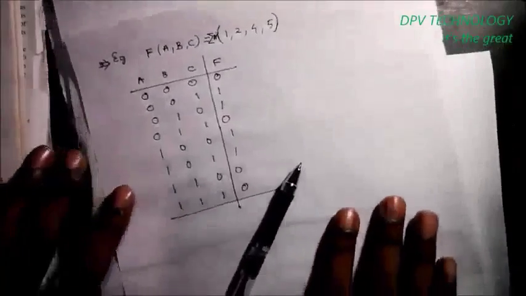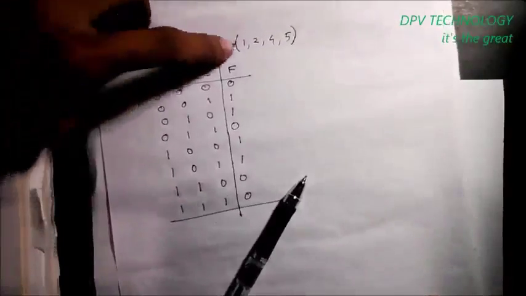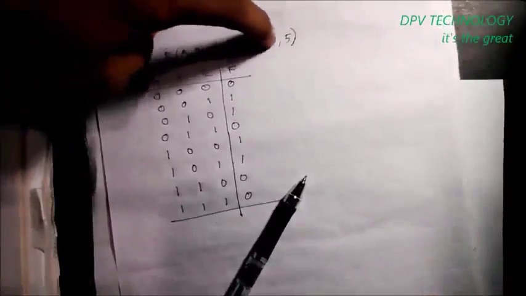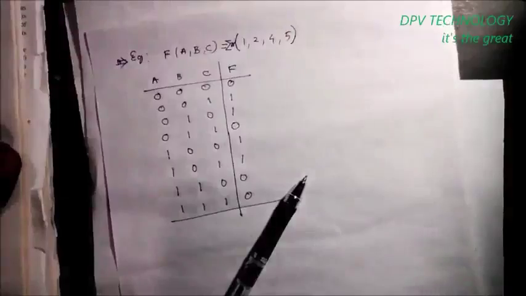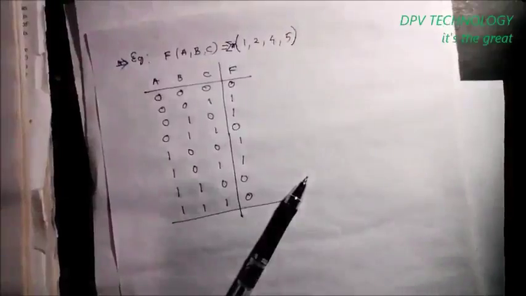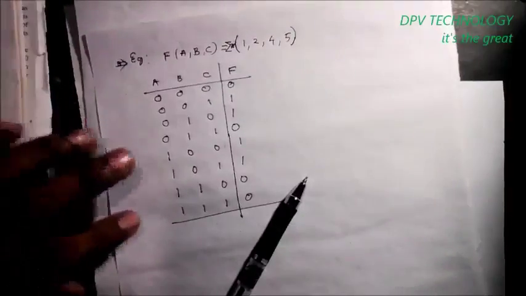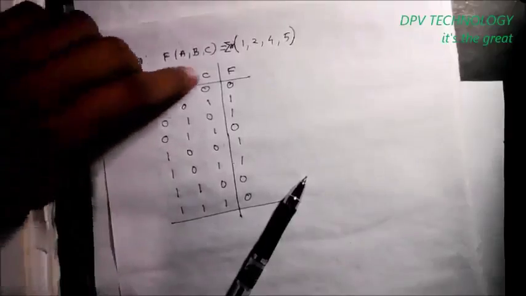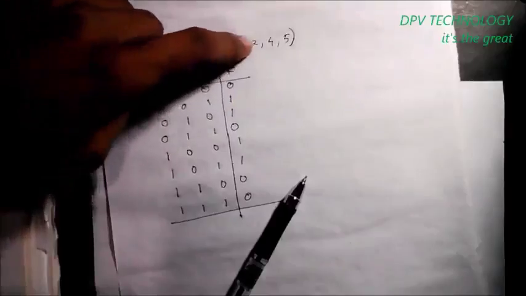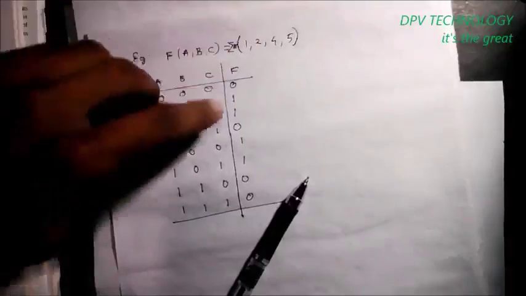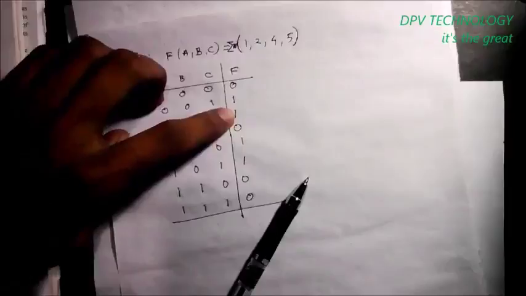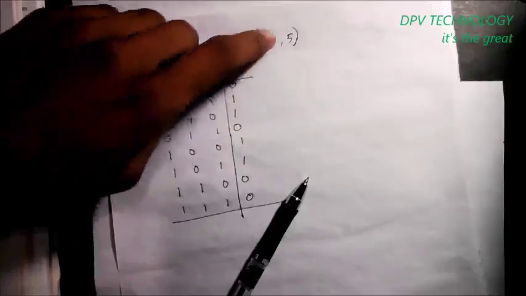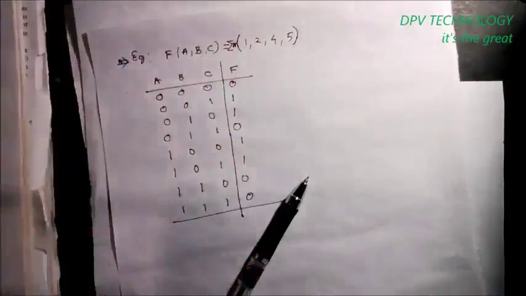Here we have this example. F is a function that depends on minterms 1, 2, 4, 5. First we have to make this table. This is the same as a K-map. This is 1, this is 1. This is minterm 2. Putting 2 here. This is 4 and 5. This is the same as a K-map, so you don't need to worry about this.